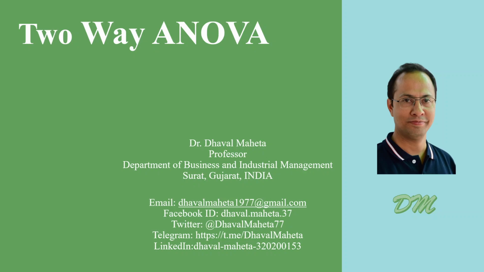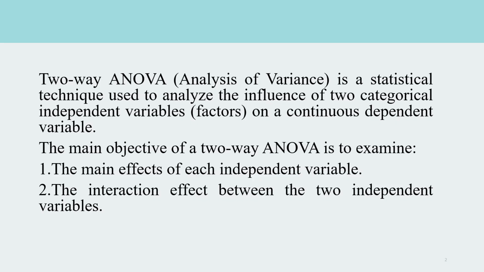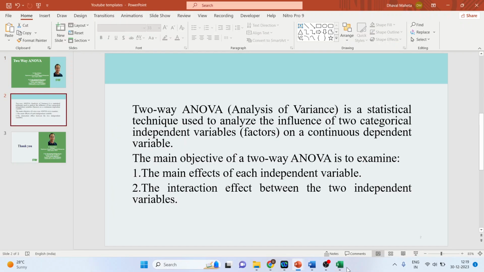This is Dr. Dhaval Maheta, and today we will understand how to carry out two-way ANOVA in Excel. Two-way ANOVA is a statistical technique used to analyze the influence of two categorical independent variables on a continuous dependent variable. The two categorical independent variables are also known as factors. The main objective of two-way ANOVA is to examine the main effects of each independent variable, and the second is the interaction effect between the two independent variables. Let's try to understand this concept in an Excel workbook.